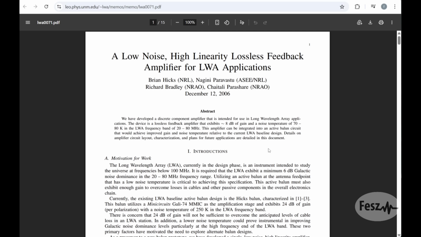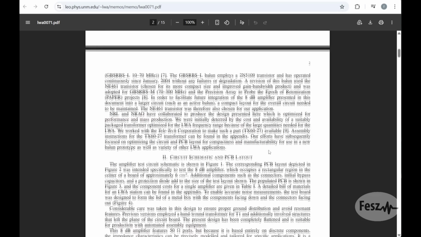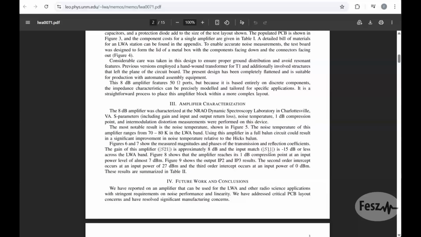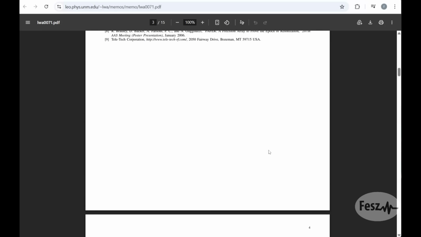But this is not a very commonly used topology. Where would you actually see something like this in real life? Now, one of the places in which I found this type of amplifier mentioned was this paper, where the amplifier is analyzed as a possible solution to a low noise amplifier for radio astronomy. So the paper analyzes the performance of the amplifier to see how it would fit the long wavelength array.